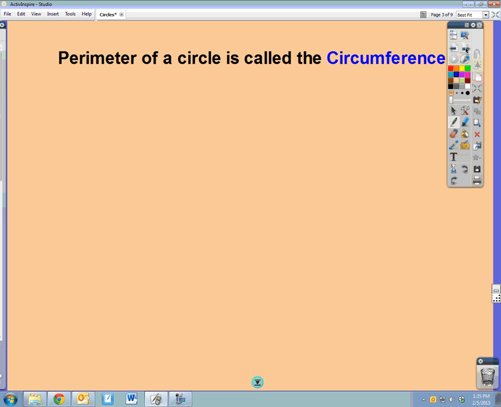So, perimeter. We said the perimeter was adding up all the sides of a shape. There are no sides to a circle. But we can still measure the distance around the circle. The perimeter of the circle is called the circumference. So the circumference is the distance around the circle.